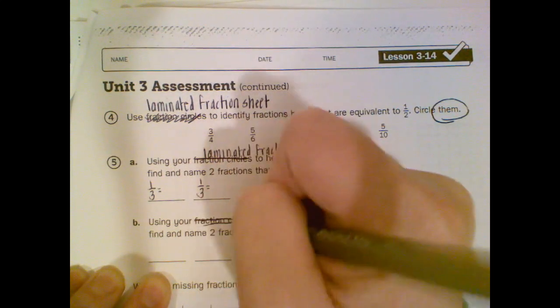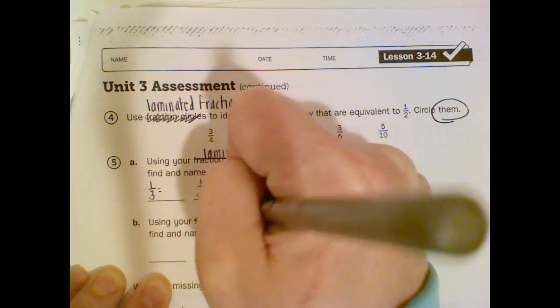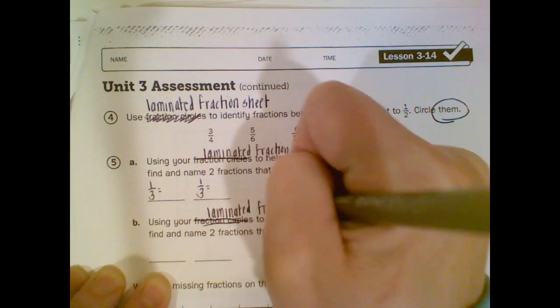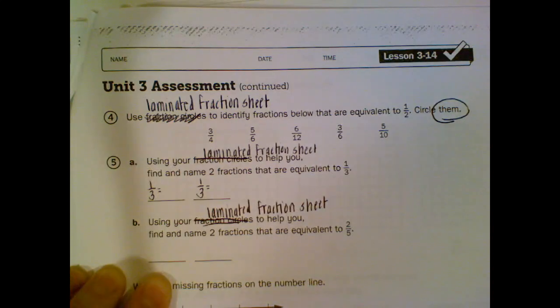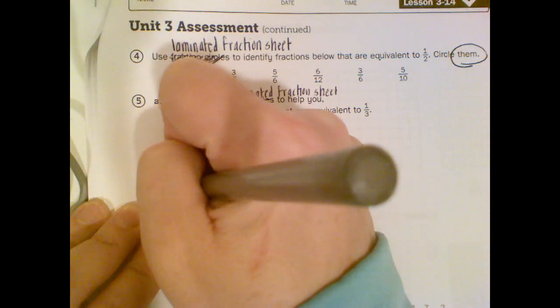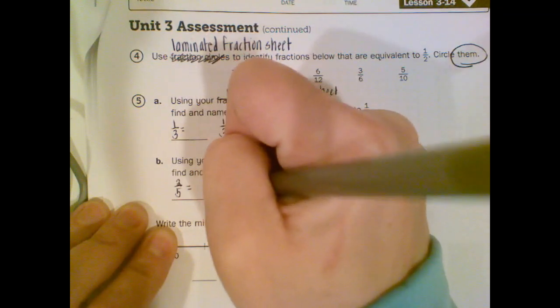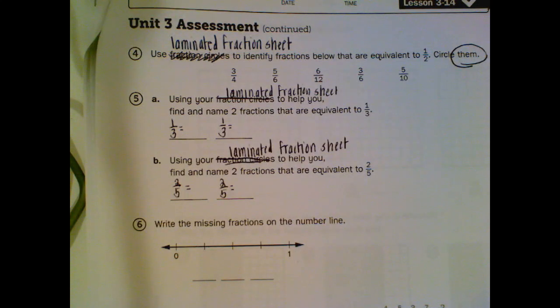Again, this one, not using your fraction circles, using your laminated fraction sheet. And this time, you're going to write 2 equivalent fractions for 2/5. So what I suggest you do, you put 2/5 equals, and you find an equal fraction, and then 2/5 equals, and then you give me an equal fraction.